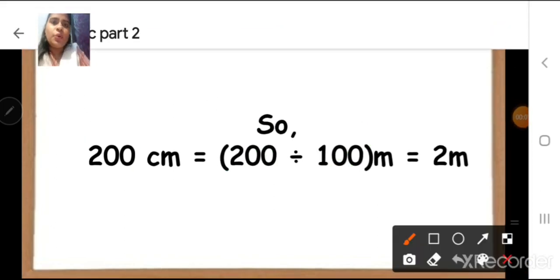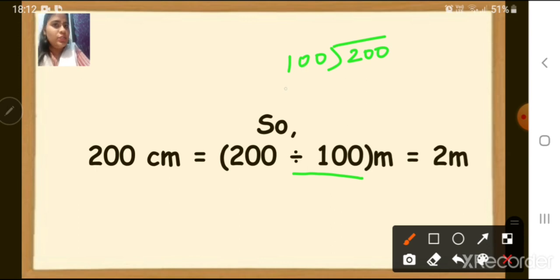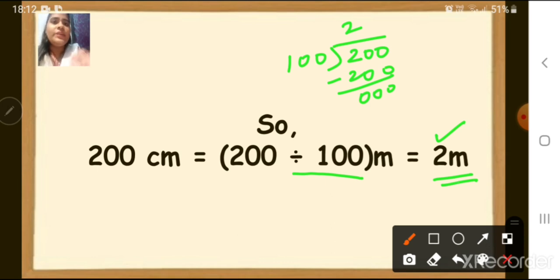Like that, if we want to find out what is 200 centimeters in meters, we have to divide by 100, correct? So when we do division, 200 divided by 100, 100 ones are 100, 100 twos are 200, correct? So we will write 2 here, and our answer is 2 meters. So this is how we can convert from centimeters to meters.